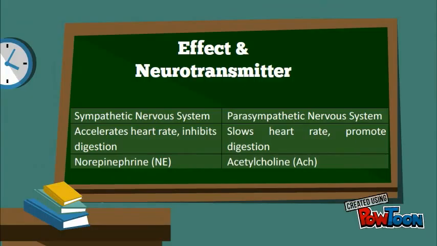Here are some examples of the effects. Sympathetic nervous system accelerates heart rate and inhibits digestion, and the parasympathetic nervous system slows heart rate and promotes digestion. Norepinephrine is the neurotransmitter of sympathetic nervous system, and acetylcholine is the neurotransmitter of parasympathetic nervous system.